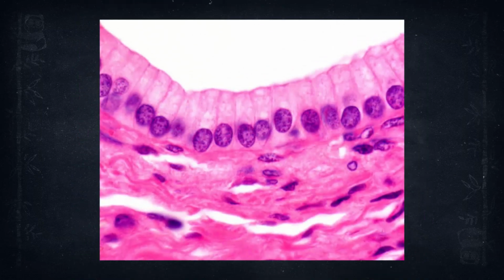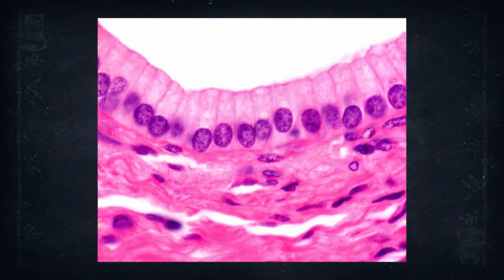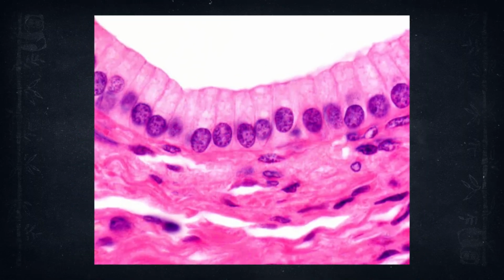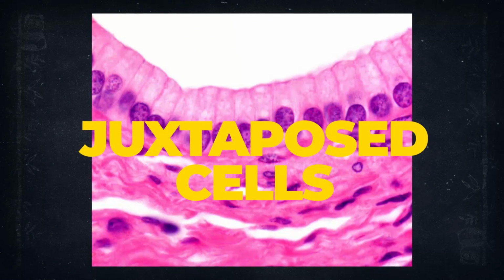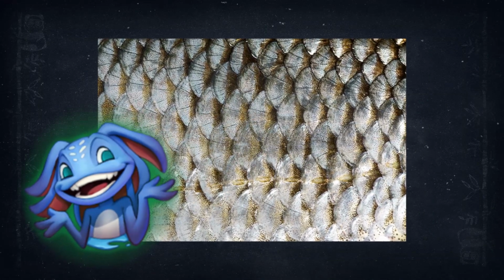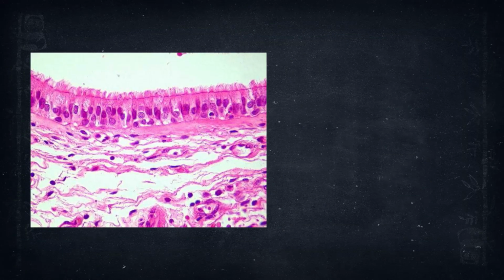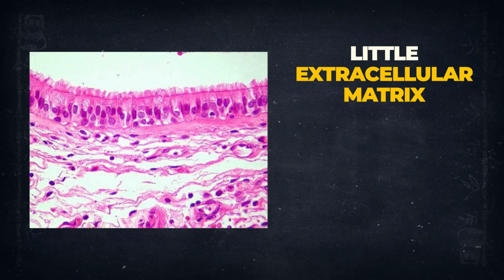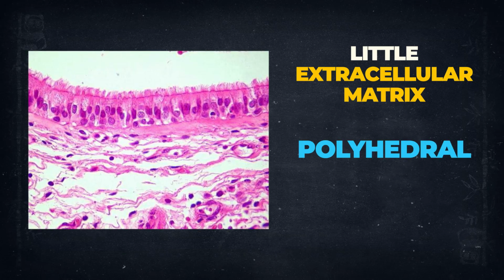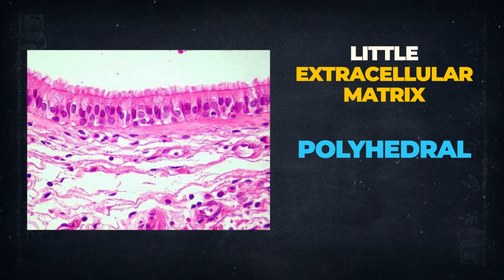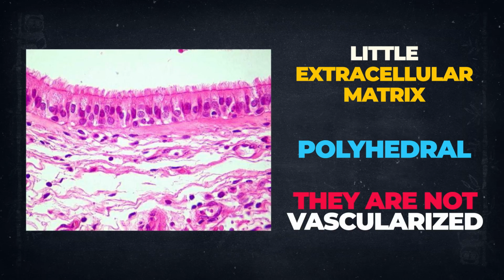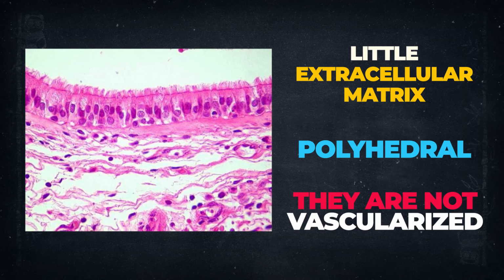Epithelial tissue is one of the most important tissues in the body, and its main characteristic is that the cells are juxtaposed. In other words, they're stacked like fish scales, one on top of the other, and they have a series of cellular junctions. They also have a relatively limited quantity of extracellular matrix, and they are polyhedral, which means they have a wide variety of irregular shapes. They are completely lacking in blood vessels, with a few exceptions.